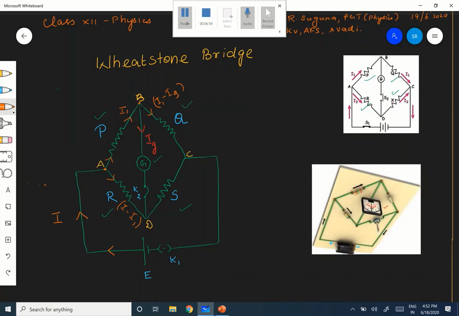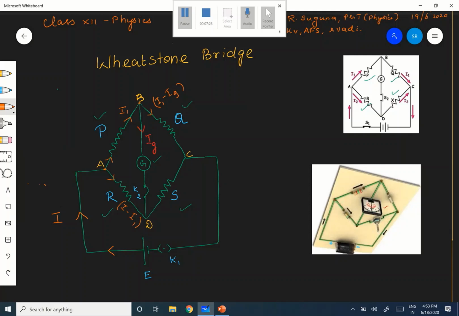Therefore, I1 is the current that is entering. Leaving is Ig and I1 minus Ig. Therefore, if you add, net current will be I1 only. So I1 is entering and I1 is leaving the point B. Hope you are following. This is how you have to calculate the current in different branches.